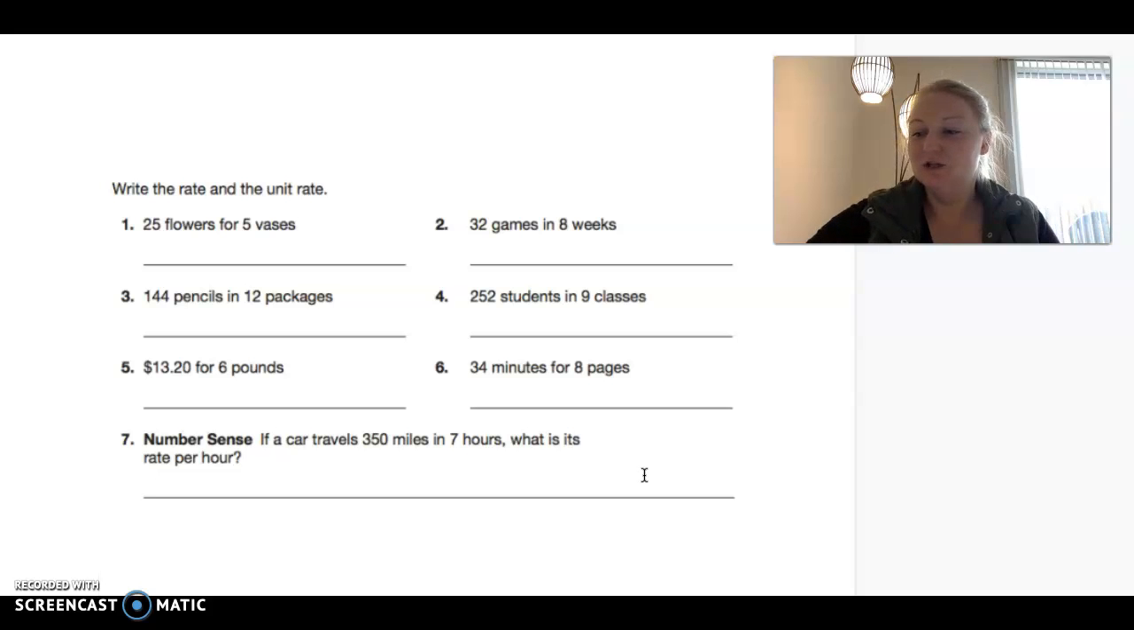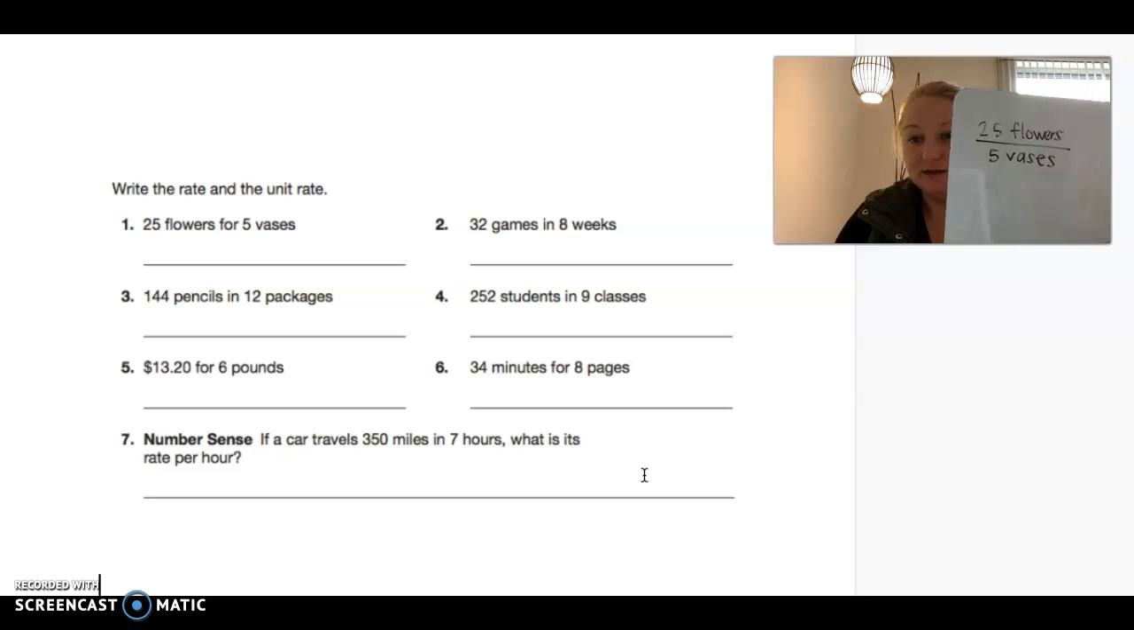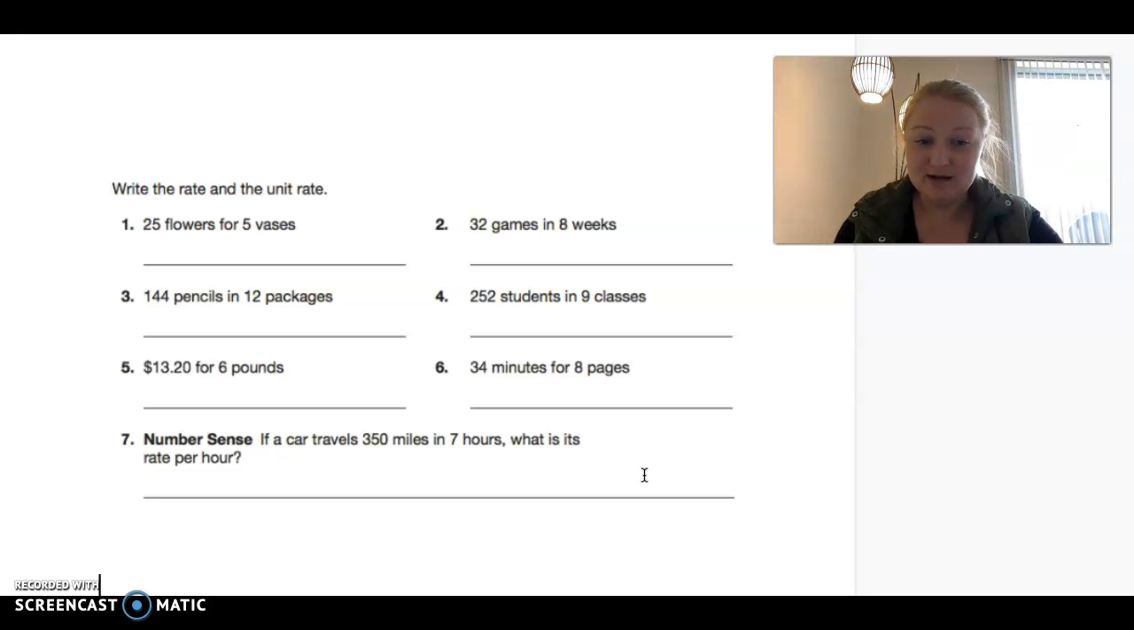All right, number 1. 25 flowers for 5 vases. If I want to write that as a rate, I'm going to do, and notice that I'm still writing out the units. That's because the order matters. Remember that from ratios, order really matters. So I'm still writing that out for my rate. 25 flowers is listed first. I'm going to put that up top for my 5 vases. And my unit rate is per 1. So I'm trying to figure out how many flowers are in 1 vase.